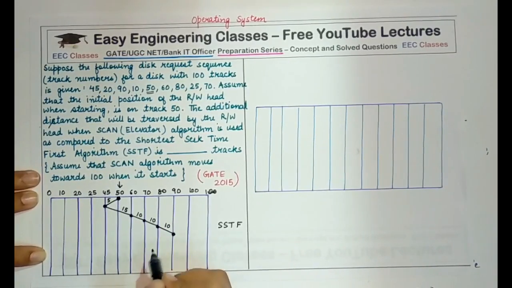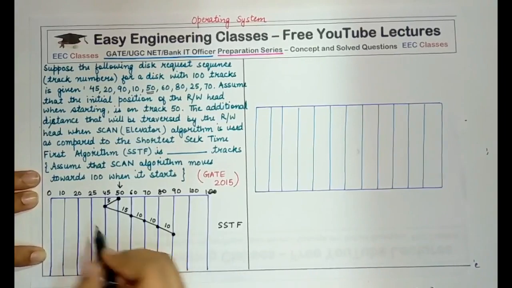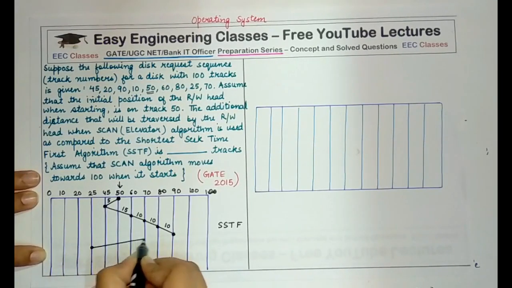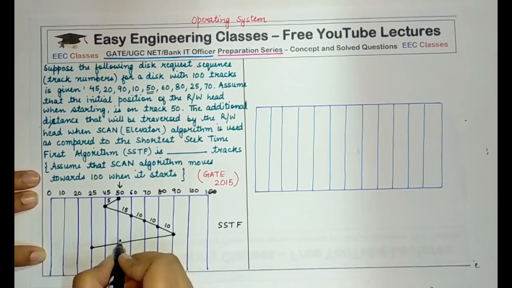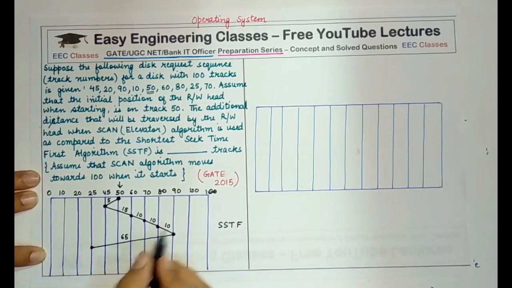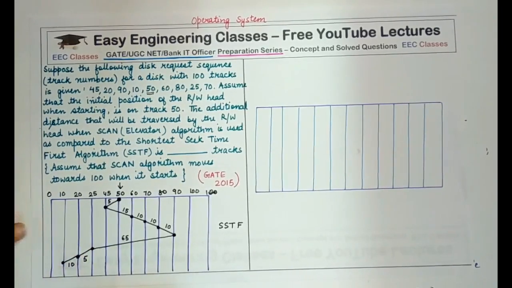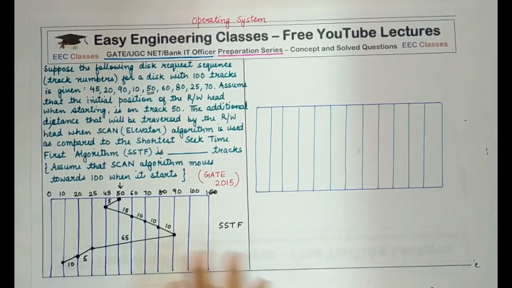The next nearest request is at 25. So from 90 we turn and go towards 25, and this requires 65 units of time, that is 90 minus 25. From 25 we need to service 20, which is the nearest, and that requires 5 units, and from 20 we come to 10, requiring 10 units. All right, so all these requests are serviced.